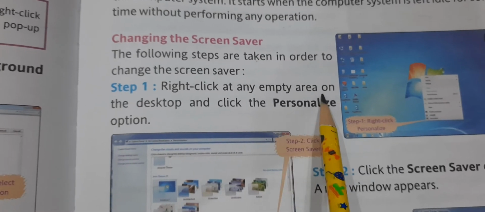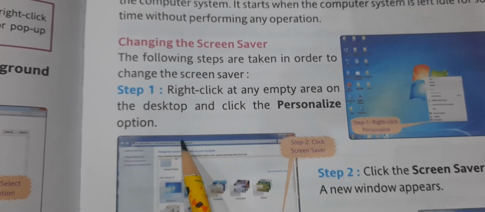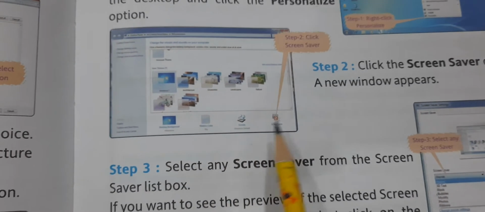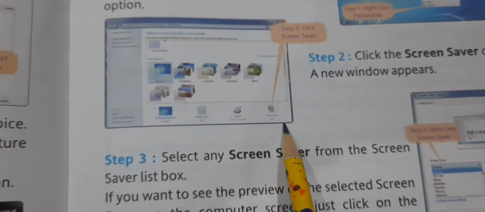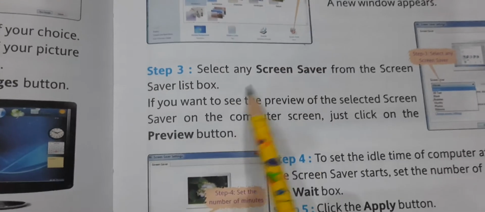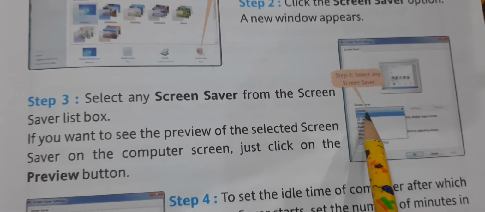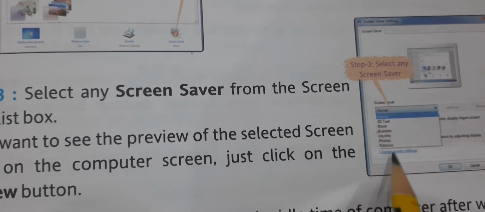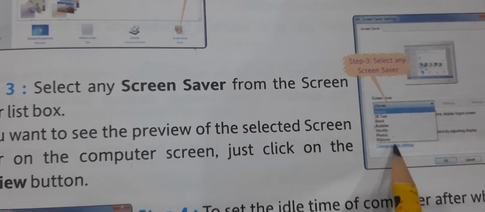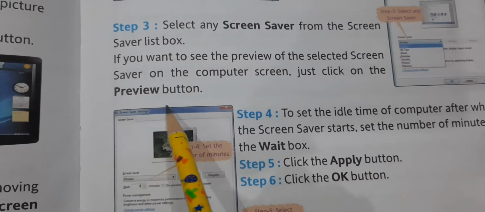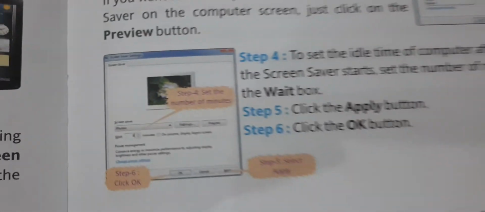Changing the screensaver, as I told you, the first few steps will be the same. Means right click at any empty area, the Personalize option will come and there you will get this screen again, and here the screensaver option is there. Select any screensaver from the screensaver list. You will select any screensaver from this list. We had chosen Ribbons for our video, and then we can preview. We can see how it looks.